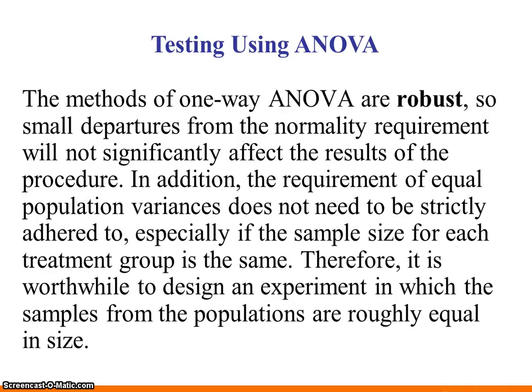So as far as testing using ANOVA, the methods of a one-way ANOVA are robust. So small departures from normality will not significantly affect the results of the procedure. In addition, the requirement of equal population variances does not need to be strictly adhered to, especially if the sample size for each treatment group is the same. Therefore, it is worthwhile to design an experiment in which the sample sizes from each of the populations are roughly equal.